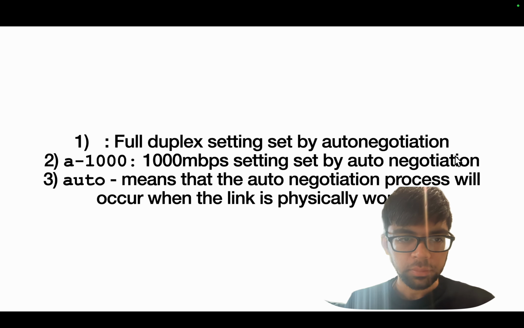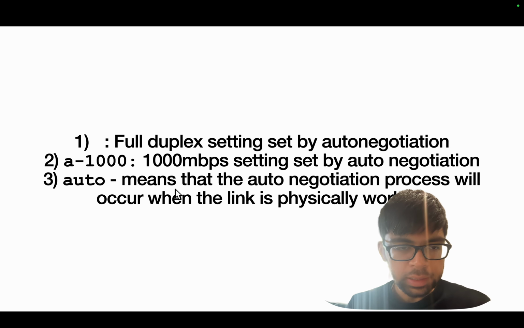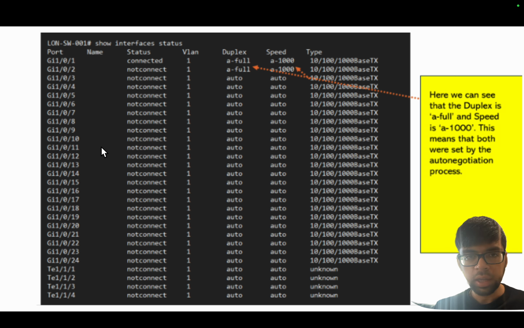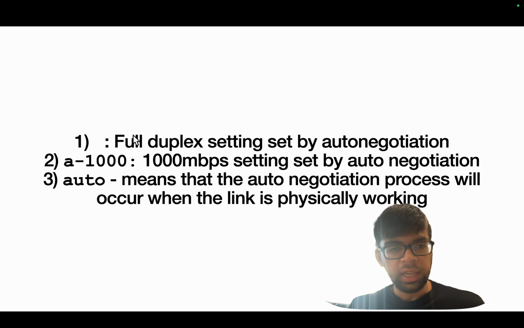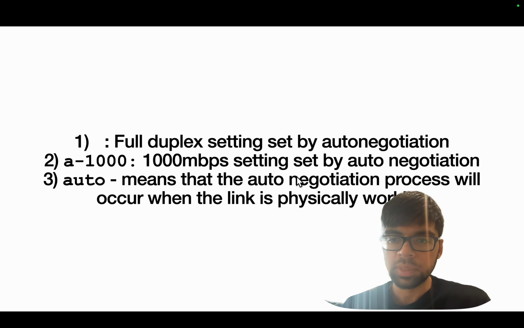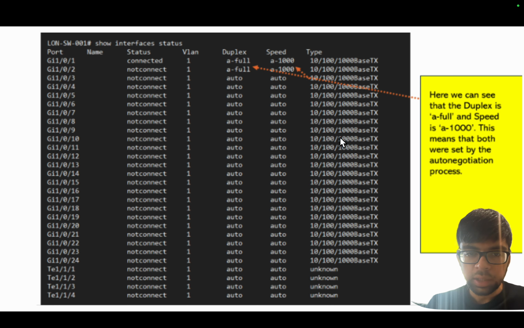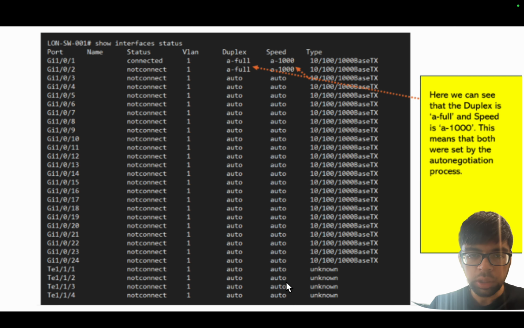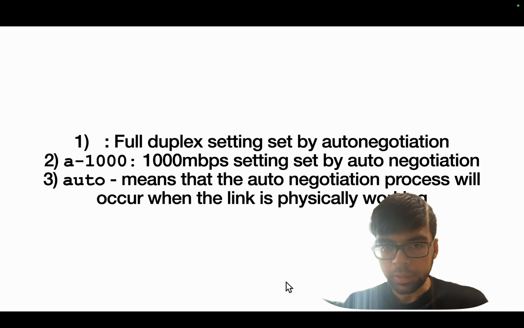Now, what we've got to remember here is, sorry, that was supposed to say A-full there. A-full would have meant that the full duplex setting was set by auto negotiation. A-1000 means the speed setting was set by auto negotiation. Okay, auto. If you just see auto like here, that means that this auto negotiation process will only occur when the link is working.